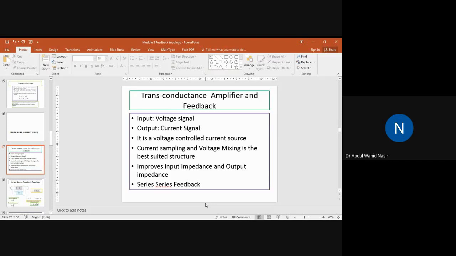For a practical scenario, it will be different. So in the ideal case, this transconductance feedback amplifier works as a voltage controlled current source. Then current sampling and voltage mixing is the best suited structure, I already told you. Now again, likewise we have seen in the voltage amplifier or series shunt amplifier, this also improves the input impedance and output impedance. So in this transconductance amplifier or series amplifier, we'll be seeing how we can have improvement.